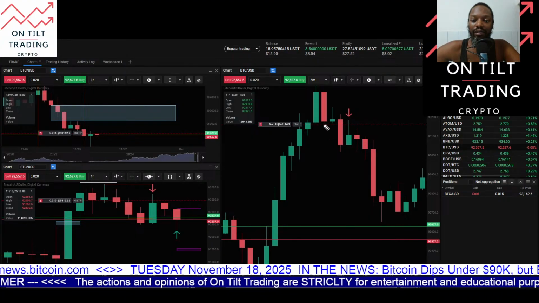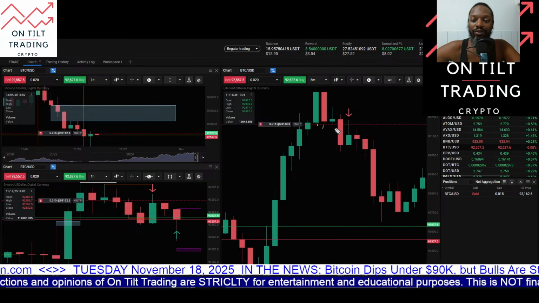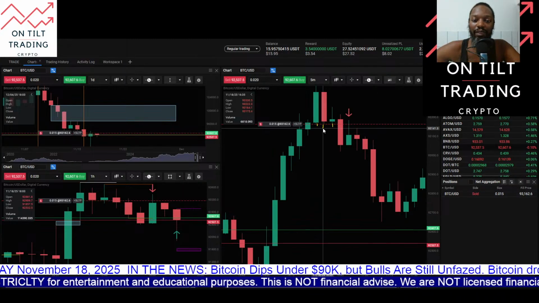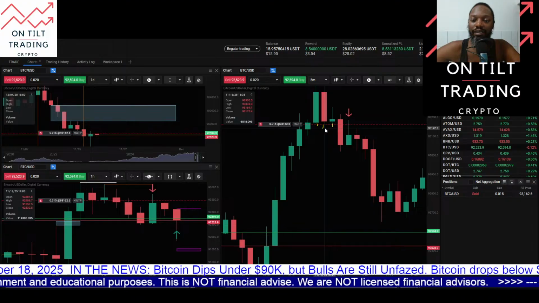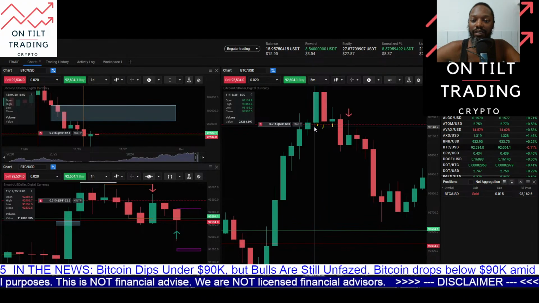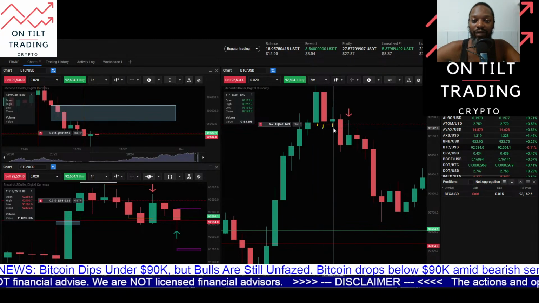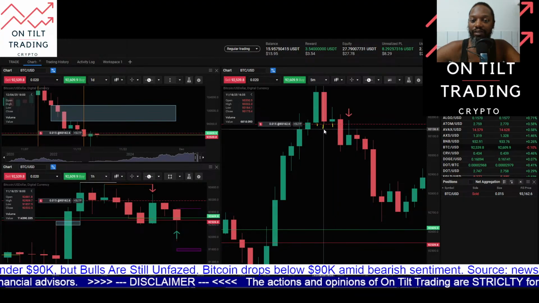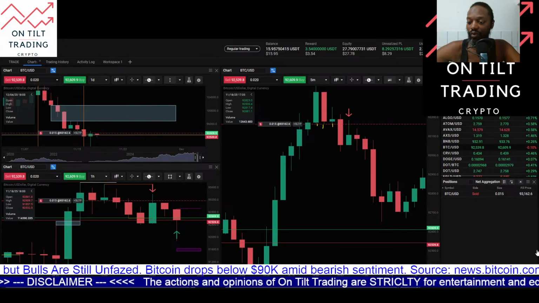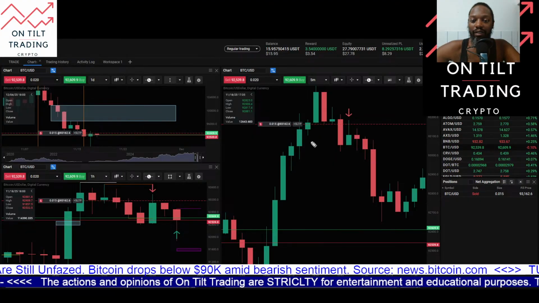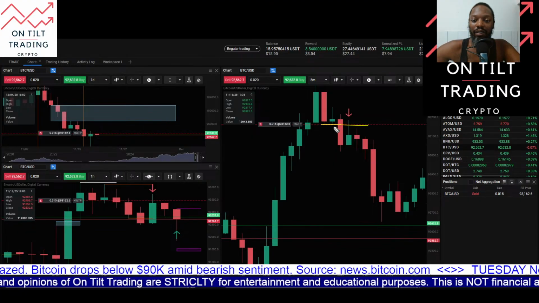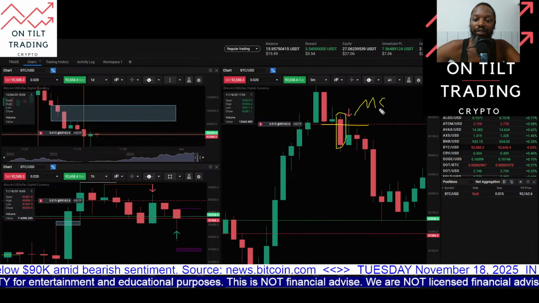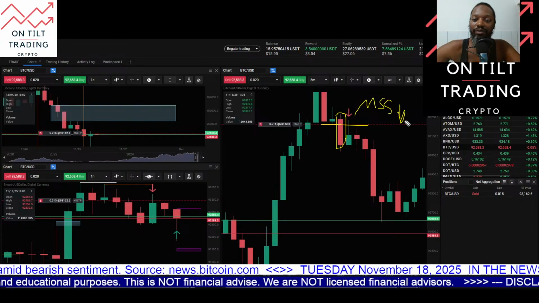This candle here is lower than the two candles to the left and to the right of it, with the low being 93,164.1, and then the candle to the left and the candle to the right both share the same low of 93,165. So this candle is 90 cents lower. And then this candle here closes below it, creating a market structure shift here to the sell side.